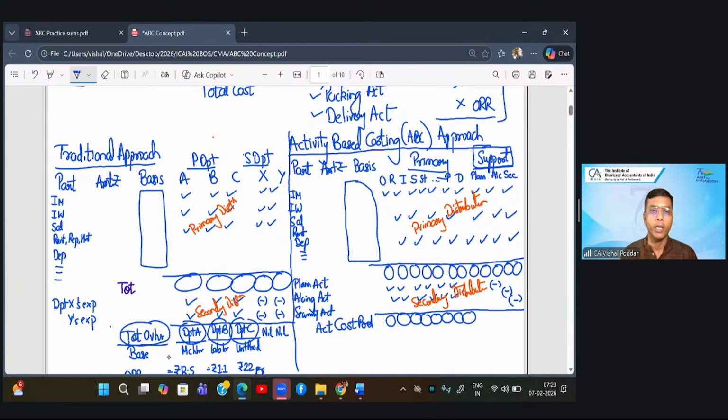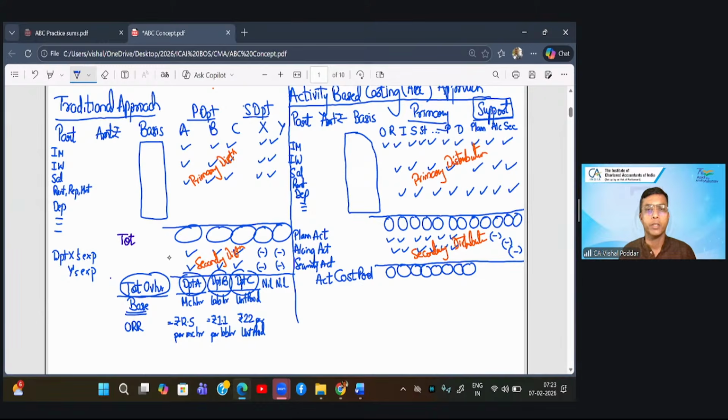Now for each activity, I have to select a base. Here, the base is called the activity cost driver. So see, concepts are same. Names have changed. It is the same product in a new packing with a new name. That's it. Now, what would be the base? That depends upon each activity. So for ordering activity, your base would be number of orders. Similarly, for receiving activity, your base would be number of shipments received, and so on.